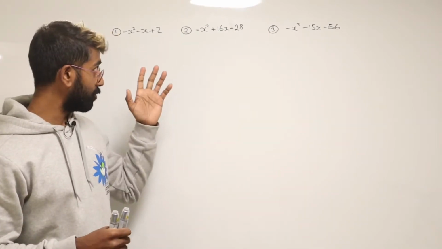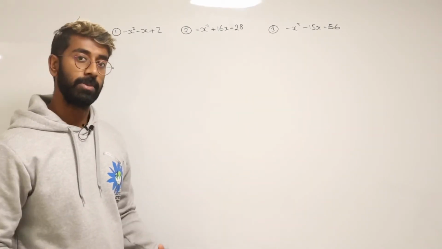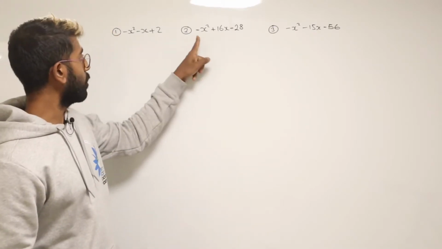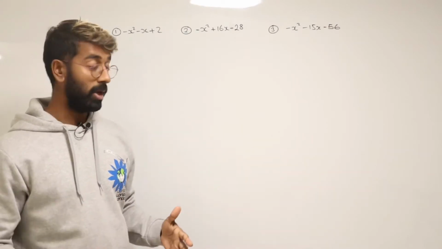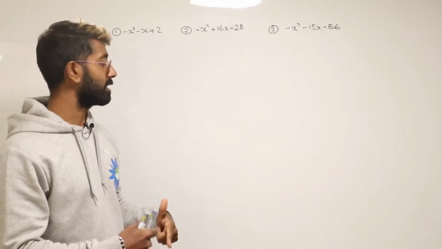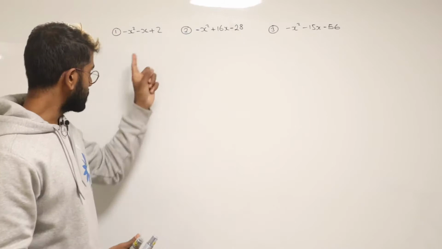Now, we've got three quadratics that we're going to look to factorize, but with all of them, you can see they've got a negative x squared, right? So the coefficient this time is -1. And so how do you go about factorizing something like this? Let's take a look at the first one.